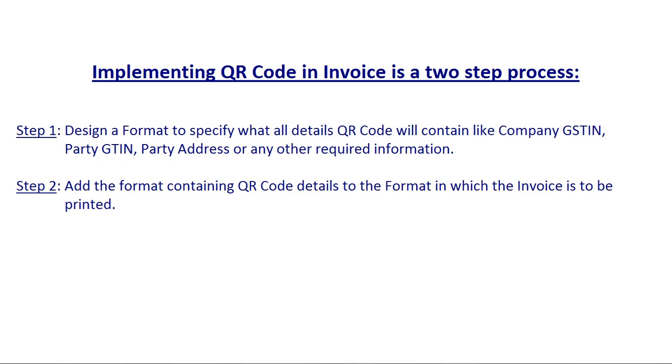Implementing QR code in an invoice is basically a two-step process. Step 1 is that you need to design a format to specify what details the QR code will contain, like the details you want to include in the QR code. And step 2 is adding the format containing QR details to the format in which you want to print the invoice. That is, in the first step, you are designing a format for the QR code which will contain all the details. And in step 2, you will include the format you have designed in the format in which the invoice is to be printed.